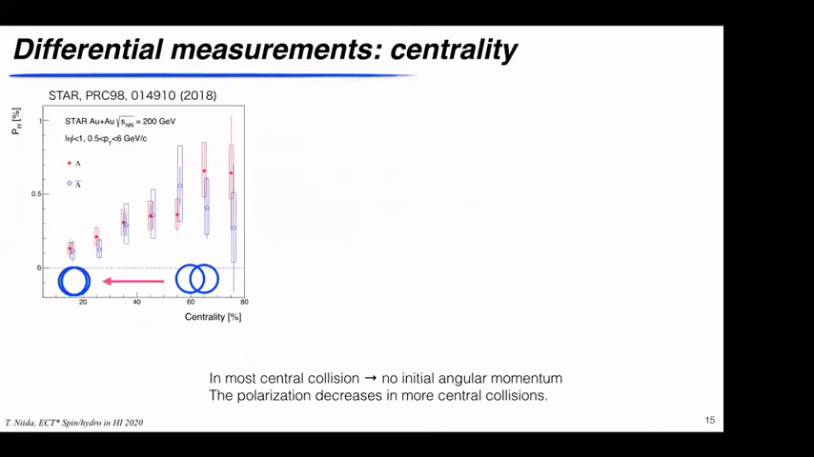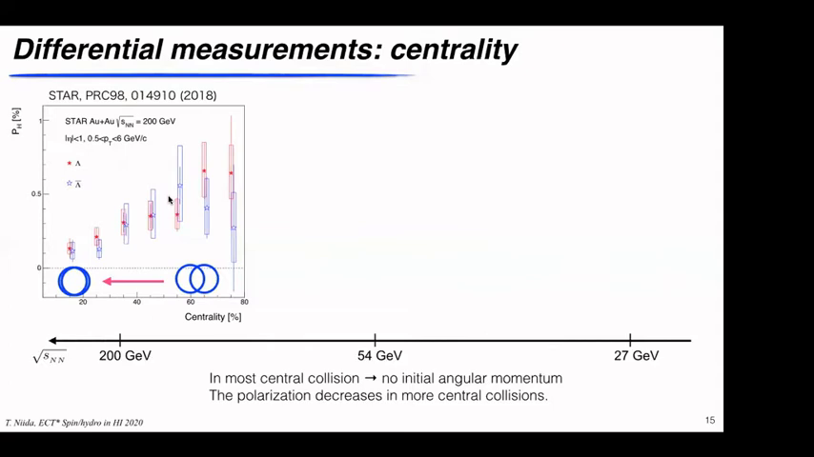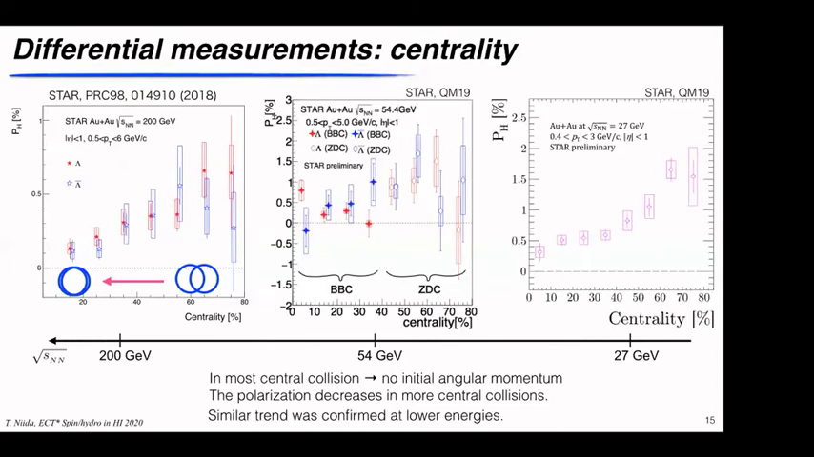And then moving to the differential measurement of the polarization. First, this is the centrality dependence of the polarization. As you naively expect, in most central collisions there should be no initial angular momentum. Therefore, the polarization decreases in more central collisions, which is seen in this 200 GeV data. And recently, there are preliminary results for lower collision energies, 54 GeV and 27 GeV. We also see such a trend of the centrality dependence for both energies.